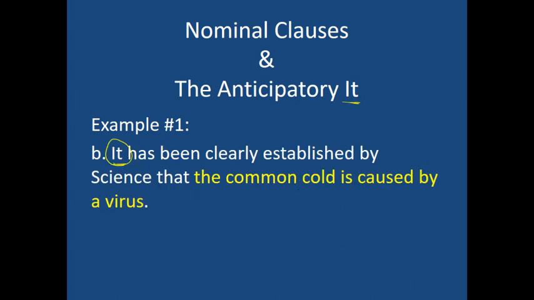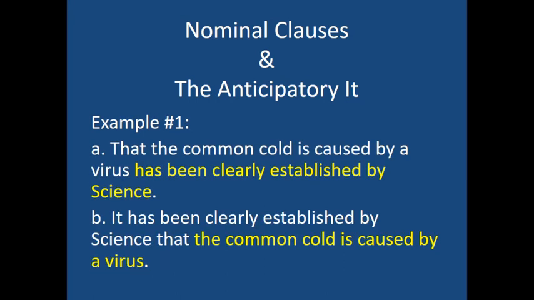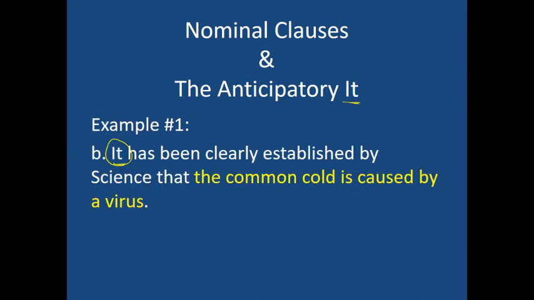I'm going to go back one slide for you and show you once again. The word it is really being renamed with this noun or nominal clause all the way at the end. It's renaming the word it. And the reason I write it this way is because if I wrote it in the original way, the A sentence, well, if I just wrote it regularly like that, the common cold is caused by a virus, the main focus now is that it's been established by science. But if I write the B sentence, now my focus is on the fact the common cold is caused by a virus. I've changed the focus, and I've done that really brilliantly with what we call the anticipatory it.